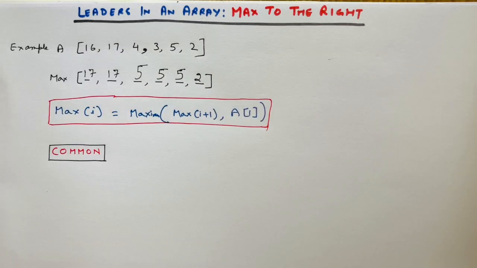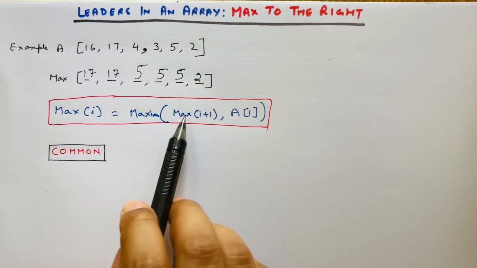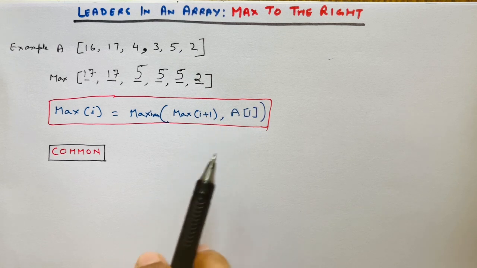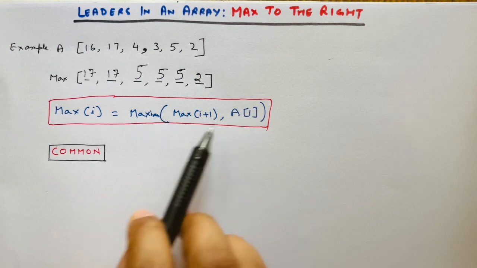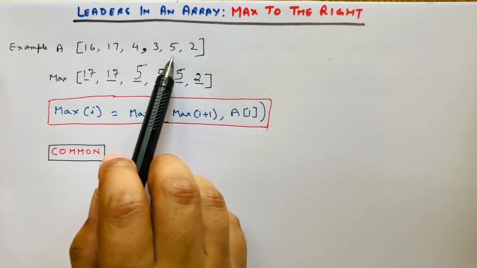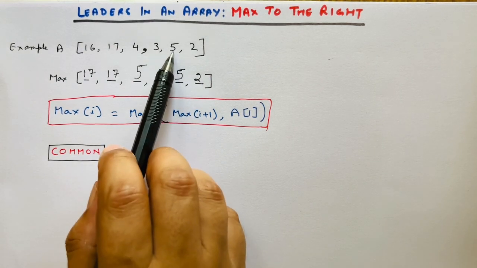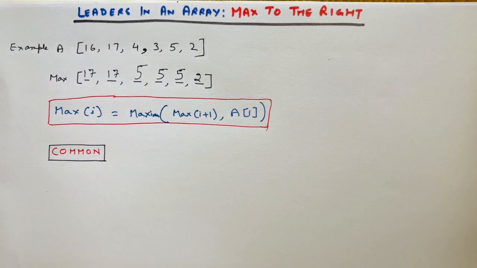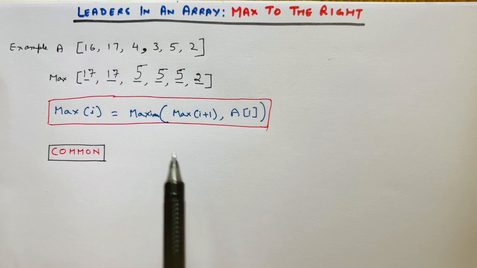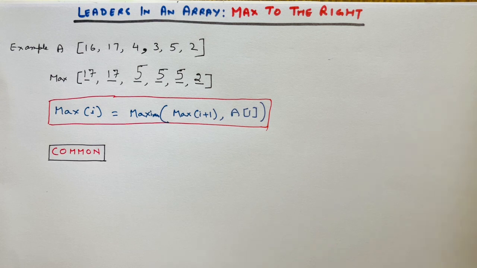So how did we do this? To calculate max at i, we just checked max at i plus 1 and the current element A[i], and whichever was the maximum was max at i. For example, for max at this position, we checked what was max here and compared it with this element, and we got the max here. This is a very common subproblem that we'll have to solve in many questions, where for every position we have to store the maximum or minimum element to its right, including itself.